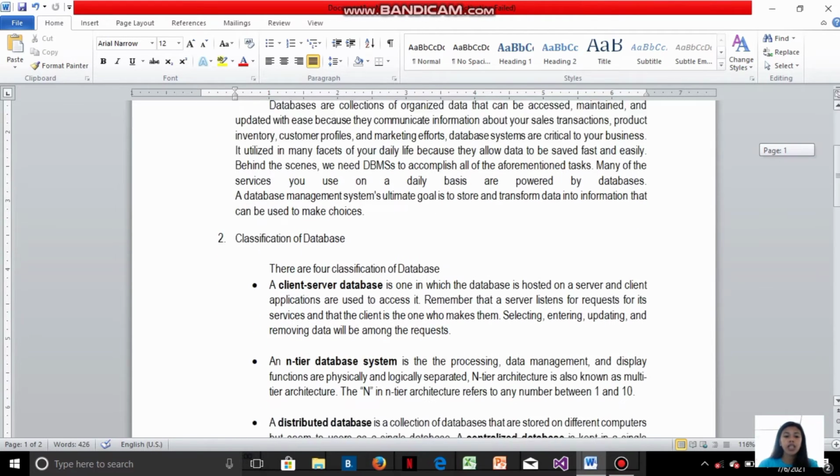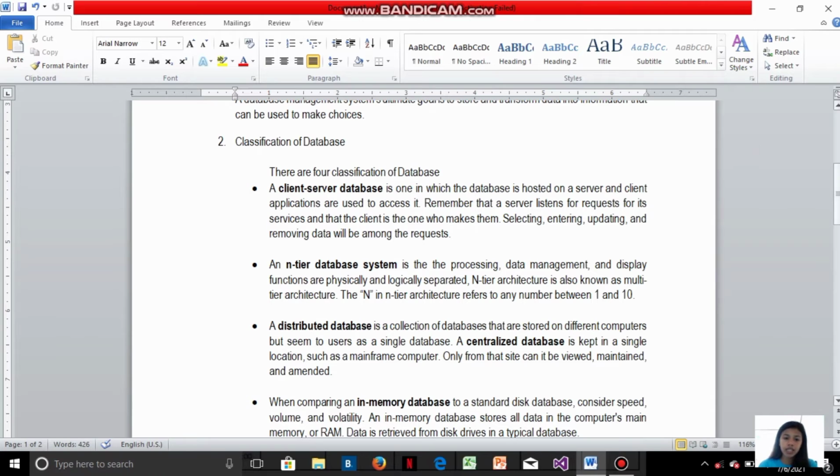So number 2 is the classification of database. There are 4 classifications of database. The first one is the client-server database, in which the database is hosted on a server and client applications are used to access it. Remember that a server listens for a request for its services and the client is the one who makes them. Selecting, entering, updating, and removing data will be among the requests.